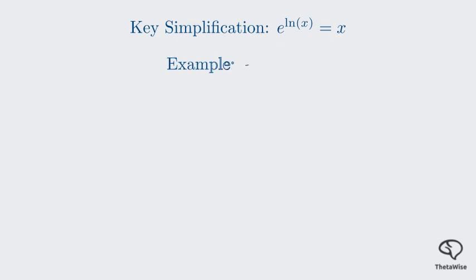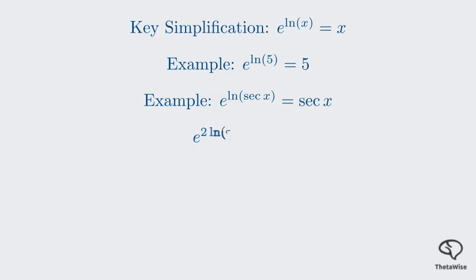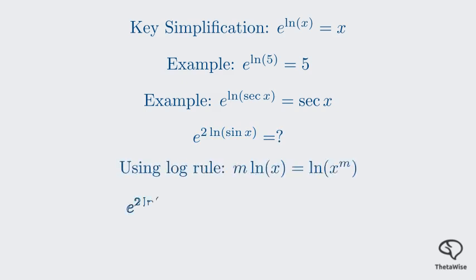For example, e to the power of ln of 5 is simply 5, or e to the power of ln of secant x is simply secant x. Often, the expression will require a small manipulation first. We will use the power rule for logarithms: m times ln of x equals ln of x to the mth power. For example, consider e to the power of 2 ln of sin x. We can't cancel e and ln directly because of the 2. First, use the power rule to move the 2 inside the logarithm. It becomes e to the power of ln of sin x squared. Now, e and ln cancel, and we are left with sin squared x.